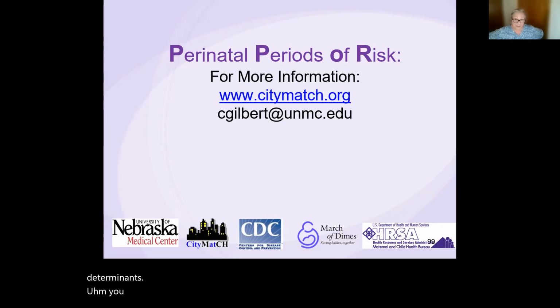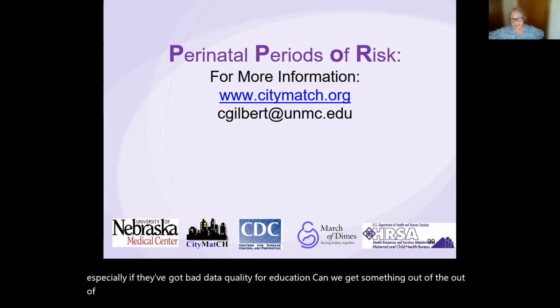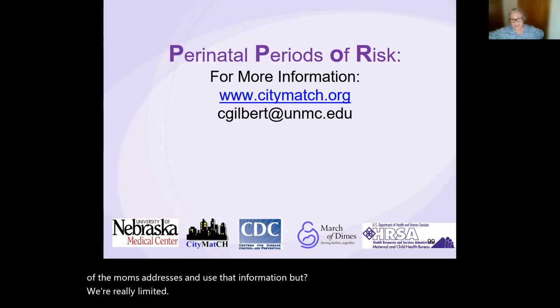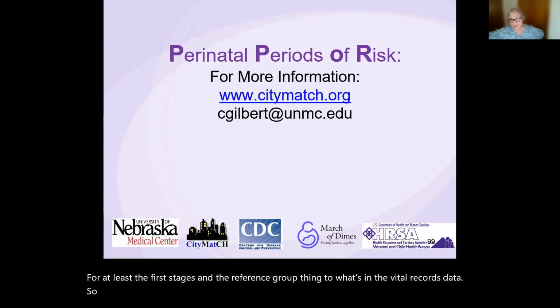How to get it better? I think there's better ways, probably. I really ask people, especially if they've got bad data quality for education, can we get something out of the mom's addresses and use that information? But we're really limited, for at least the first stages and the reference group thing, to what's in the vital records data. So yeah, it would be nice to figure out ways to make it better.